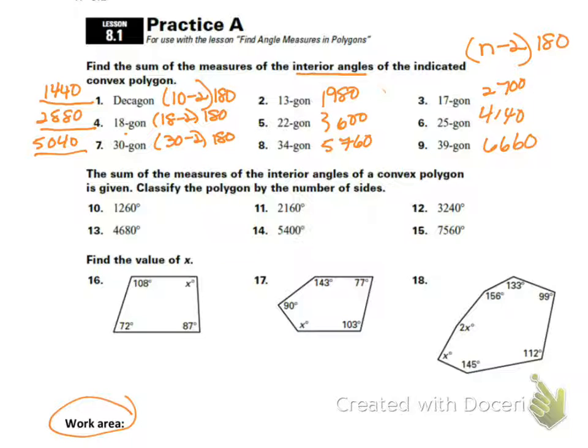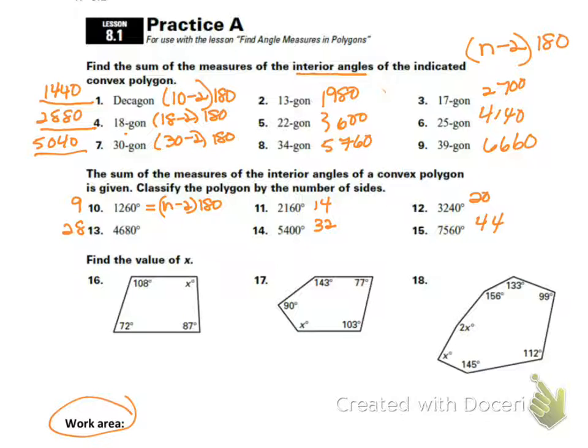Okay. The sum of the measures of the interior angles of a convex polygon is given. Classify the polygon by the number of sides. So this is what you're going to do. You're going to say this has to equal n minus 2 times 180. And then you're going to find n. So this should be 9. This should be 28. This should be 14, 32, 20, and 44. So make sure you're able to get those.